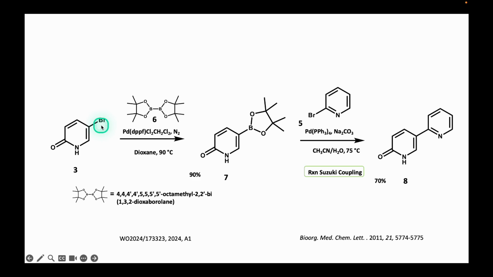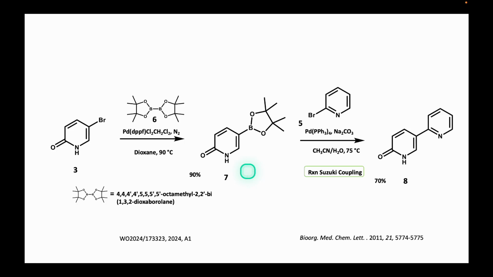Substitution of bromine in compound 3 in order to generate a derivative of boronic acid 7 is carried out through a reaction with B-dioxyborylane 6. This reaction occurs in the presence of palladium-2, which functions as a catalyst, leading to the formation of compound 7.